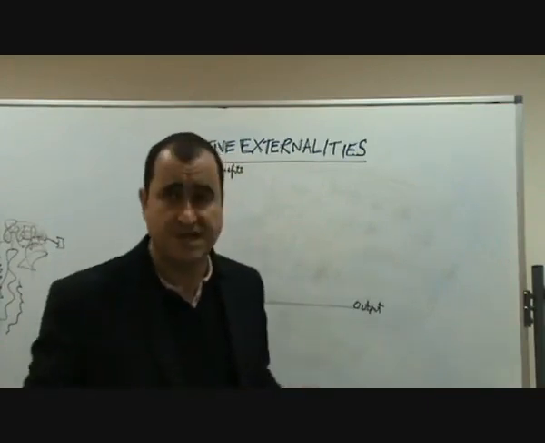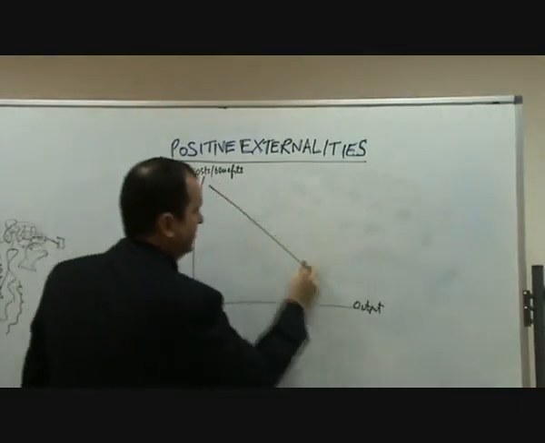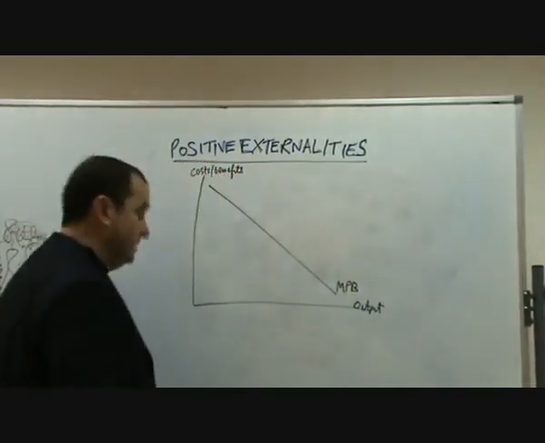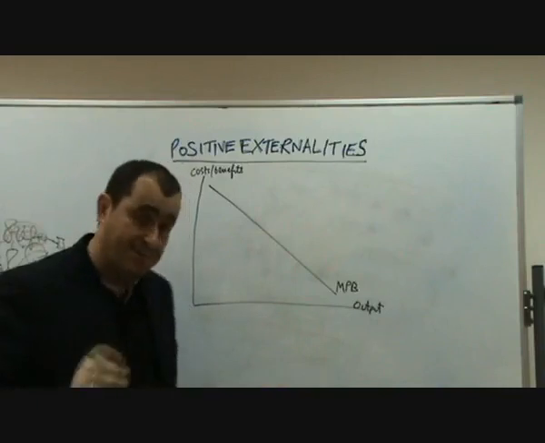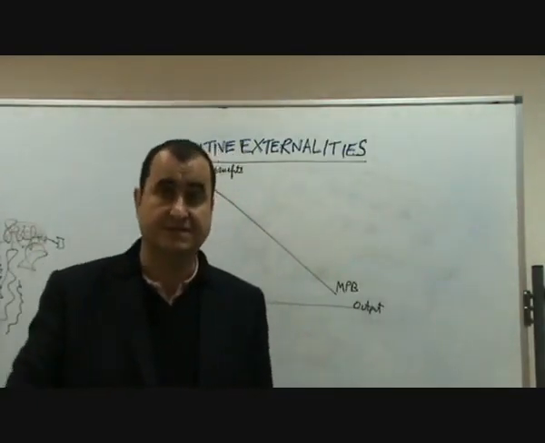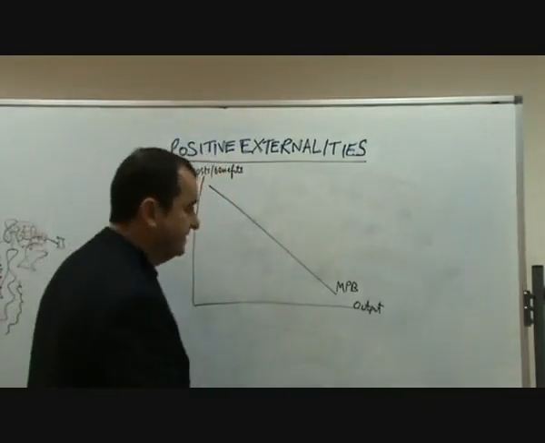So let's explore this now on a graph. First of all, we have a downward sloping marginal private benefit curve. Think what this means, marginal private benefit. Remember, private benefits are the benefits enjoyed by the buyers and sellers in an economic activity, and marginal refers to how much extra benefit is enjoyed.